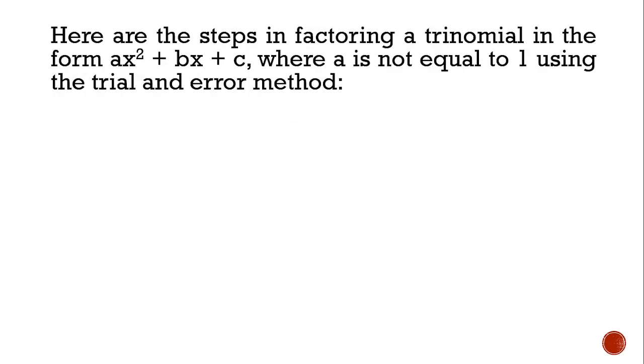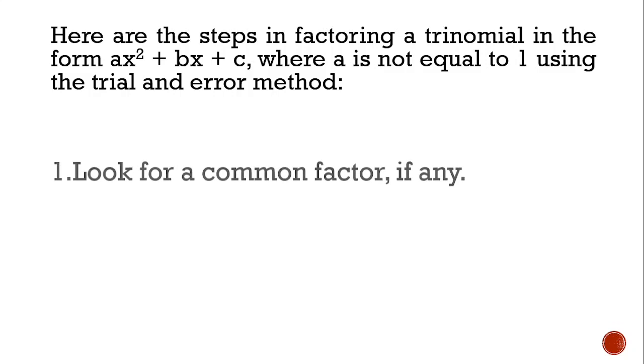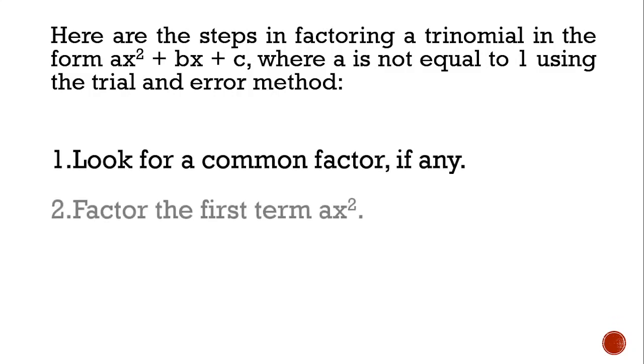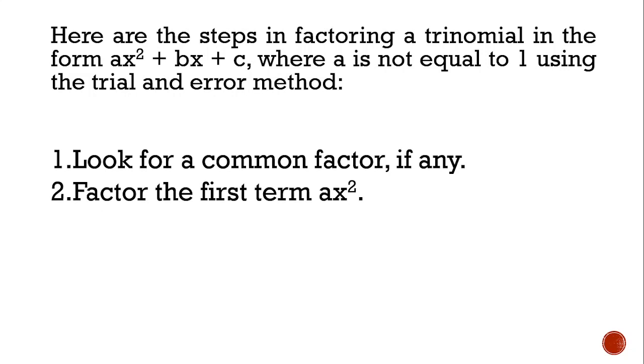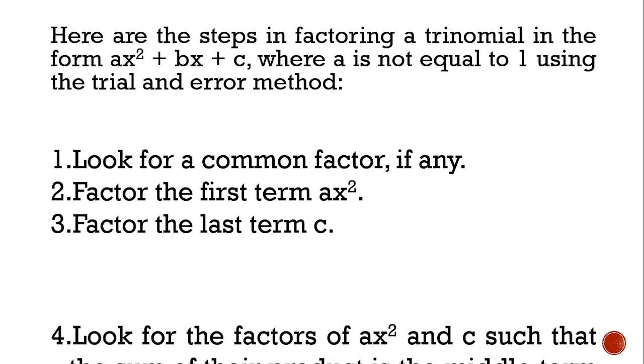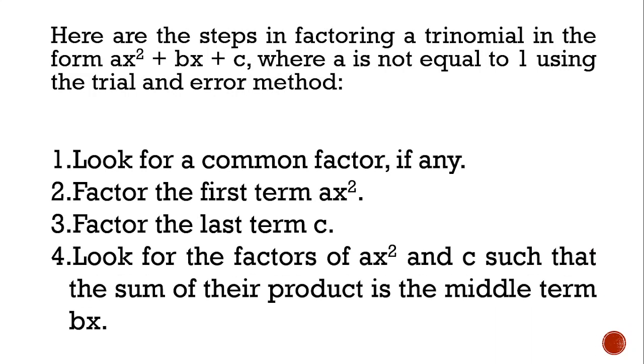Here are the steps in factoring a trinomial in the form ax squared plus bx plus c, where a is not equal to 1 using the trial and error method. First, look for a common factor if there's any. Second, factor the first term ax squared. Third, factor the last term c. And last, look for the factors of ax squared and c such that the sum of their product is the middle term bx.